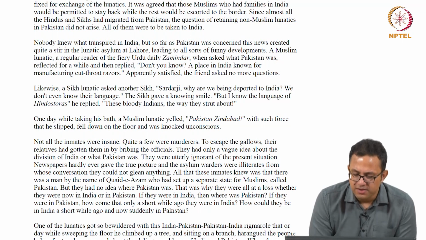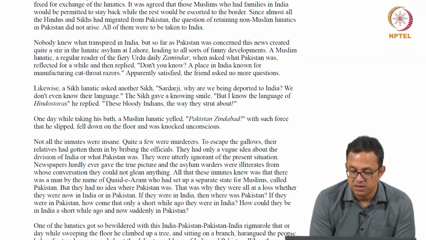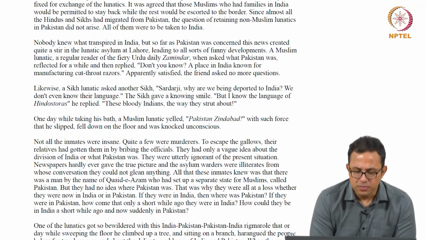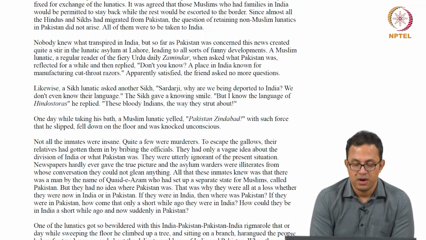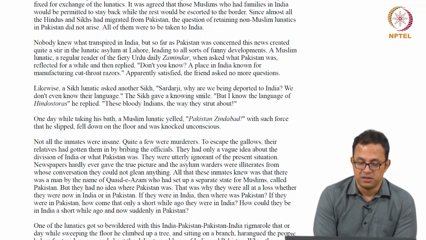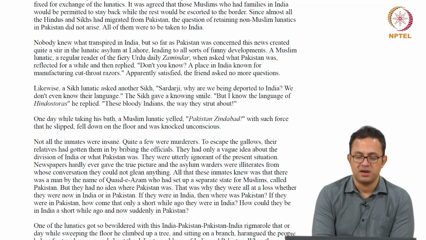All that these inmates knew was that there was a man named Quaid-e-Azam who had set up a separate state for Muslims called Pakistan, but they had no idea where Pakistan was. That was why they were all at a loss whether they were now in India or in Pakistan. If they were in India, then where was Pakistan? If they were in Pakistan, then how come only a short while ago they were in India? How could they be in India a short while ago and now suddenly in Pakistan?